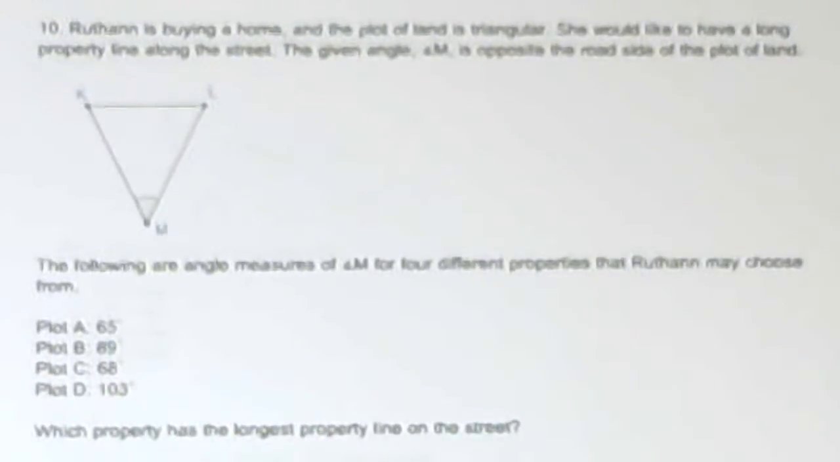Ruth Ann is buying a home, and the plot of land is triangular. She would like to have a long property line along the street. The given angle M is opposite the roadside of the plot of land. So here's the road.